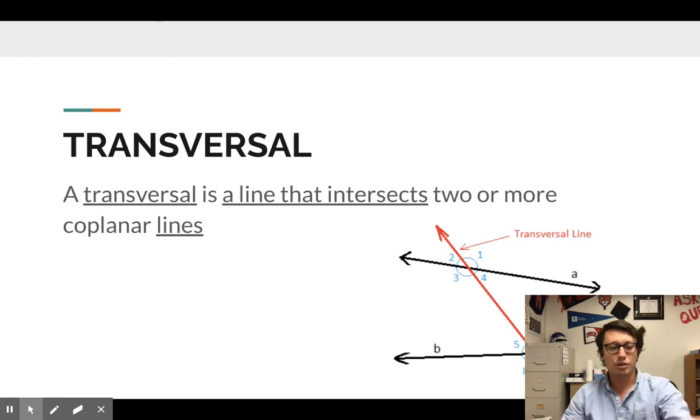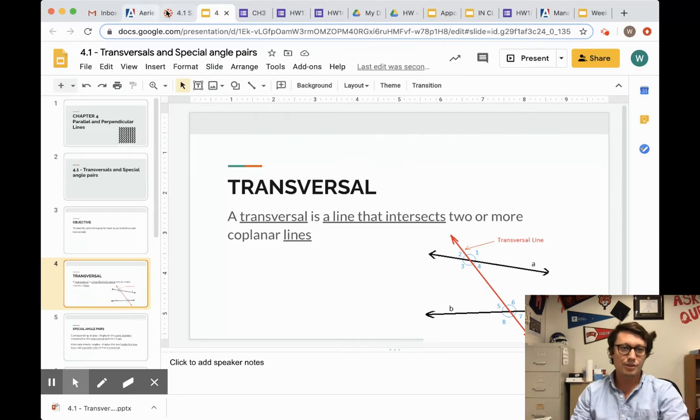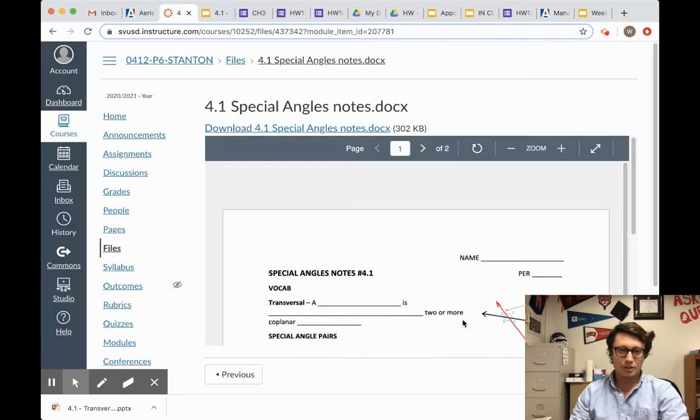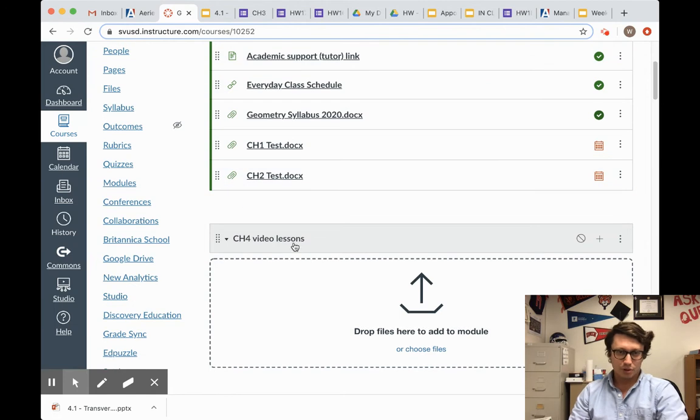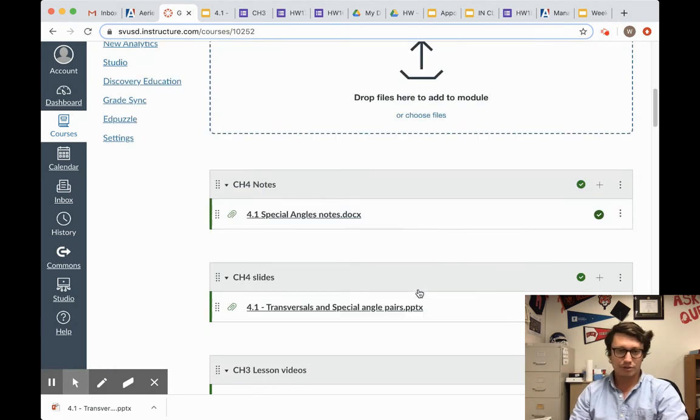Also, sorry, I forgot to mention, if you go into Canvas, you can download or print the notes that go along with this. I've just put in the modules on Canvas for Chapter 4. There are no video lessons; I'm creating the first one now. There are your notes and your slides that go with lesson 4.1, this lesson right now.